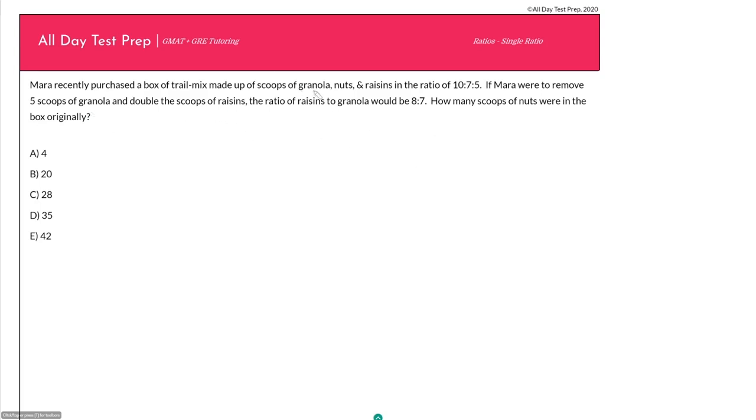So to start out, I just need to set up my ratio. And here I have a single ratio of 3 things. Unlike the last question where we had 2 things, ducks and goldfish, we have 3 things. All 3 of these things, our granola, our nuts, and our raisins, need to have the same multiplier. And so I got granola, nuts, raisins, and I want to express my ratios in terms of the actual amount of scoops of granola, nuts, and raisins that I have.